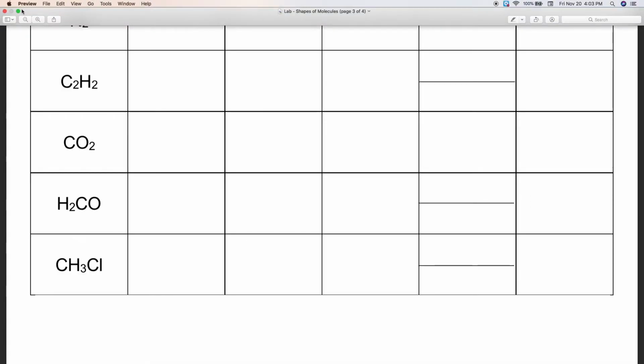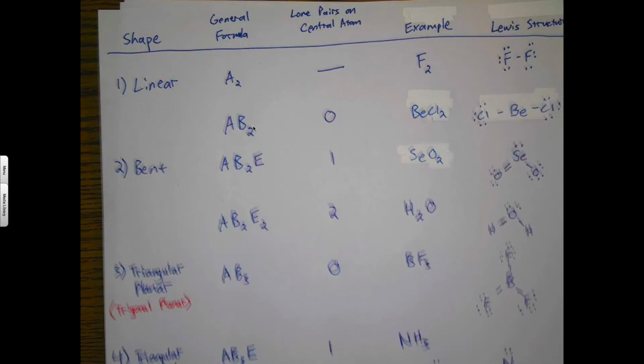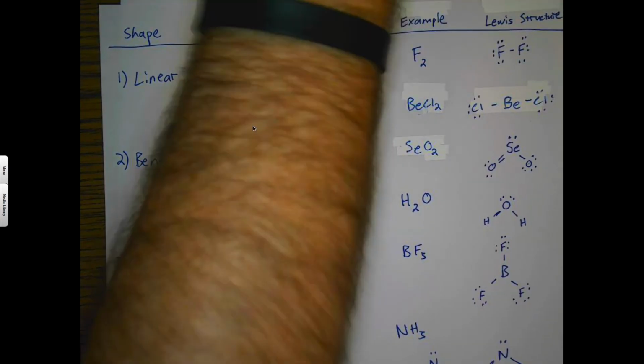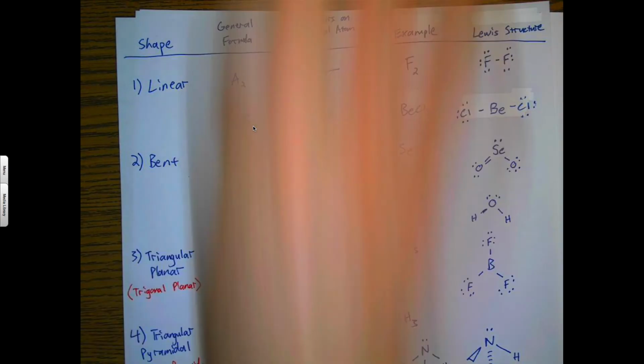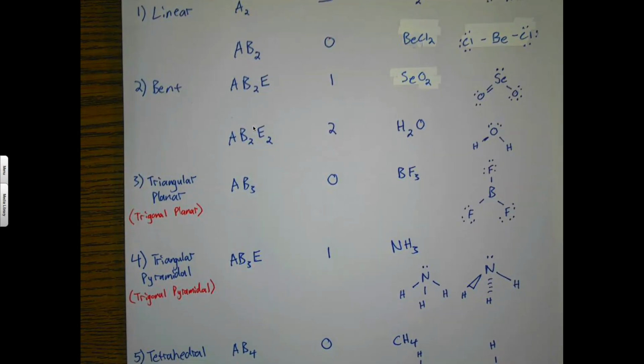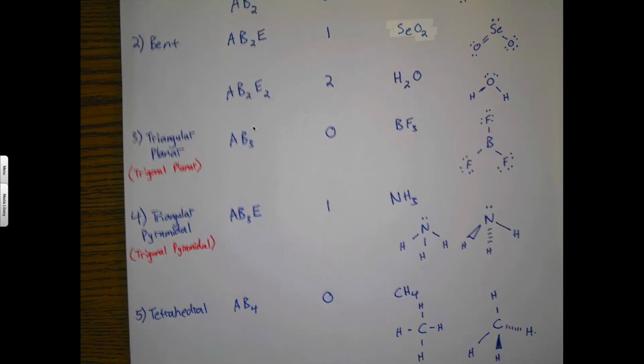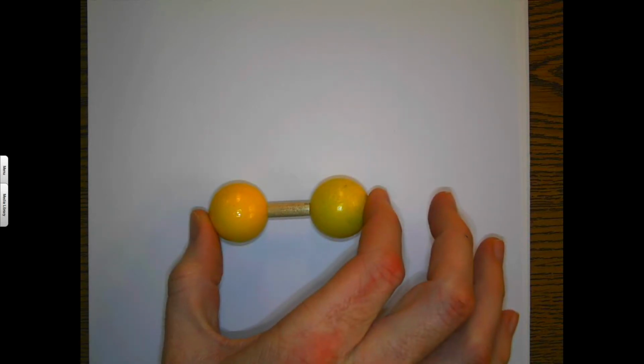I'm going to show you what those molecules look like right now. Remember, you have your list here. These are the 5 basic shapes that could be. These should be in your notes. You have linear, bent, trigonal planar, trigonal pyramidal, and tetrahedral. Those are the 5 possible shapes. So now let's take a look at that first one. The first one was hydrogen, and it looks like that.